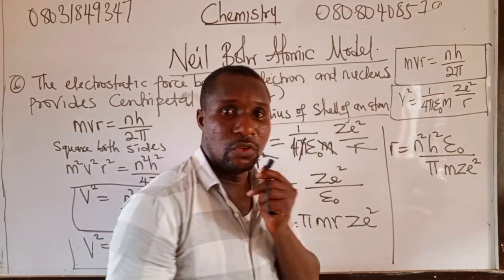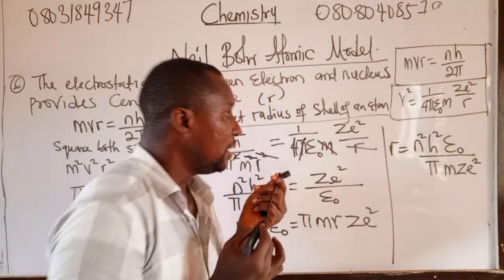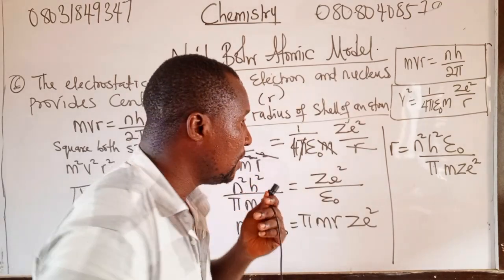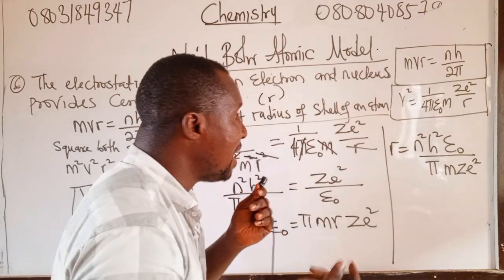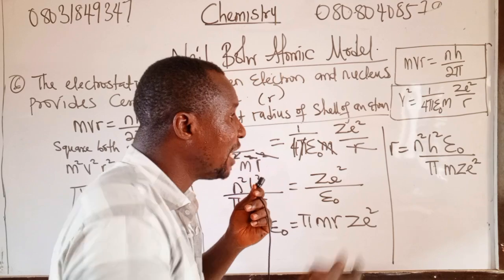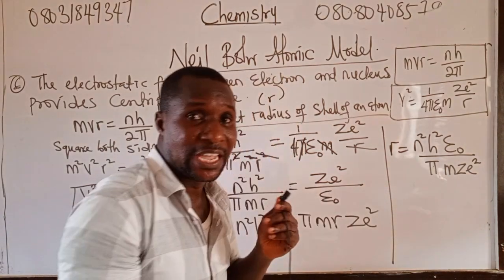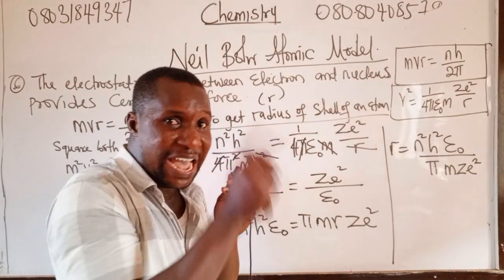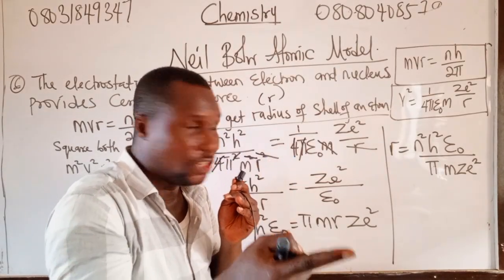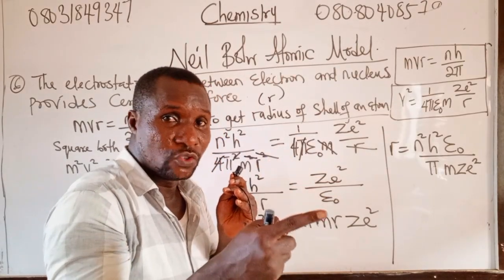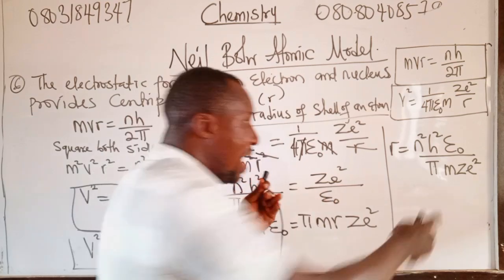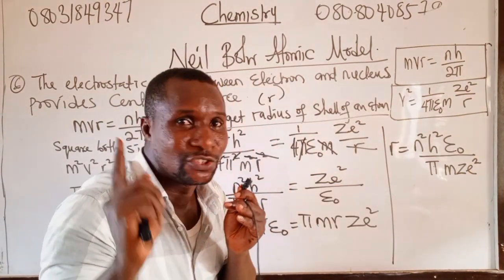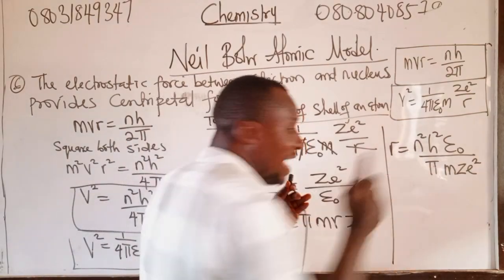Collect the constants, those that are constant. h is the Planck constant, a constant. Epsilon is a constant. Pi is a constant. Mass is a constant. The charge on the electron, this e, is a constant. Don't forget, n is not a constant. I told you n varies. When n is 1, that is K shell. When n is 2, that is L shell. And this Z, the number of protons of the atom, is not a constant. That means n and Z are not constant.